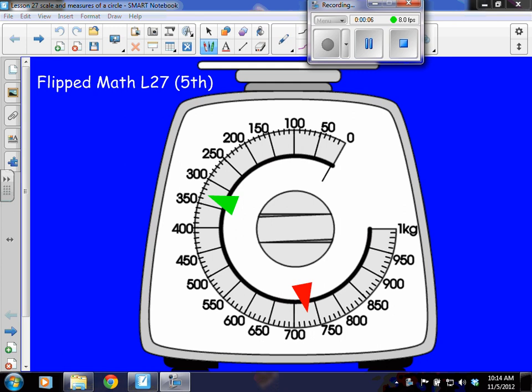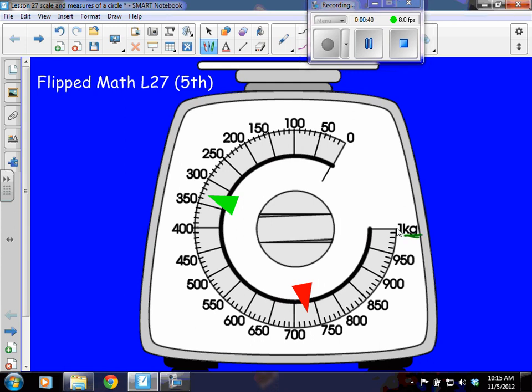Welcome to Flip Math Lesson 27 for the 5th grade, and today we're looking at the idea of scale and understanding how to read a scale, like your bathroom scale or a scale on the kitchen counter, or different examples like that. And so as we look at our example, we have a type of scale that shows weight in terms of kilograms right here.